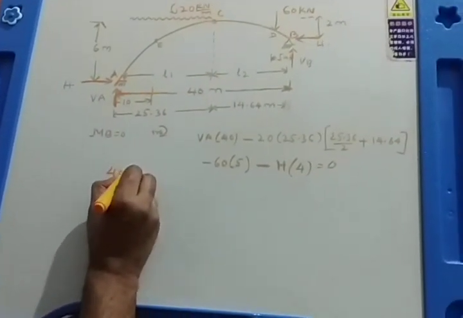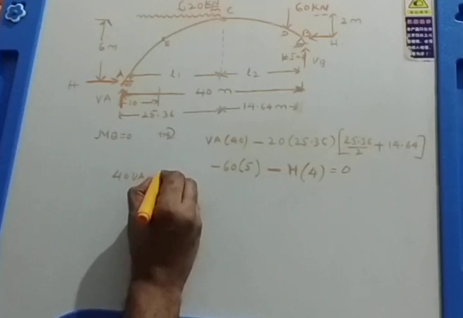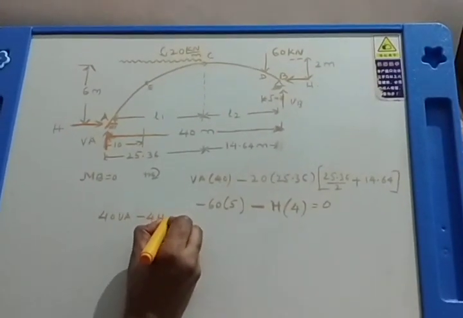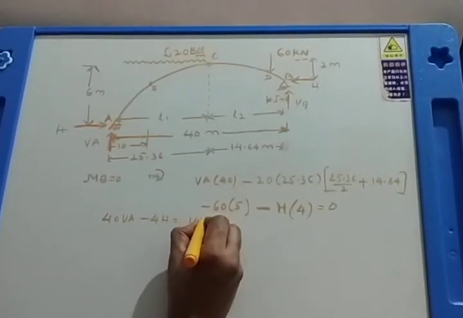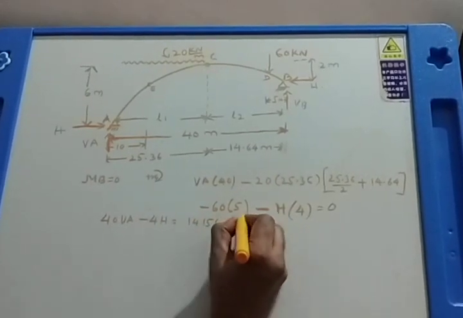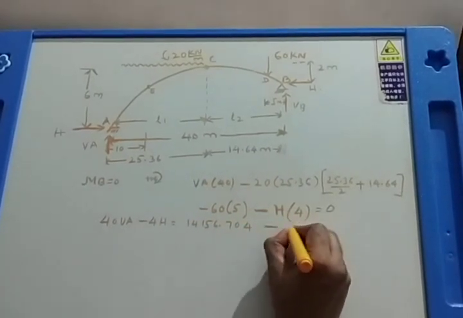If you solve this equation, you are going to get the first equation, that is 40 VA minus 4H is equal to 14156.704. I call this equation A.